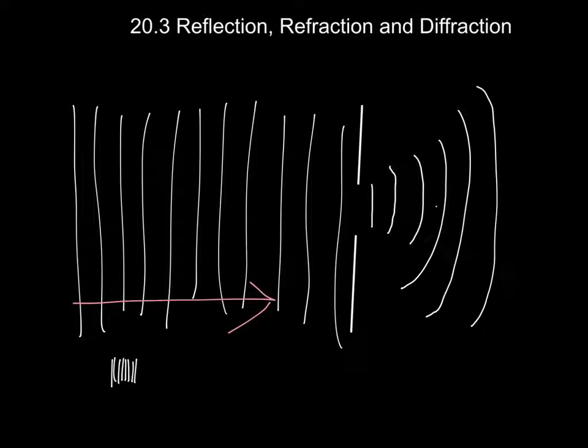This gets really interesting with light because light has tiny, tiny, tiny wavelengths. So in order to see diffraction with light, you need a tiny, tiny, tiny hole.